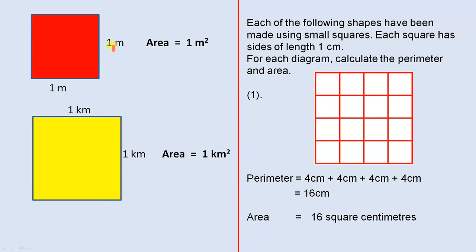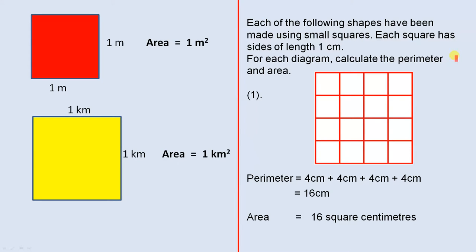If the square has a side of 1 metre by 1 metre, the area is 1 square metre. So it's a square where each side is 1 metre. If the square has each side 1 kilometre, then the area is 1 square kilometre.